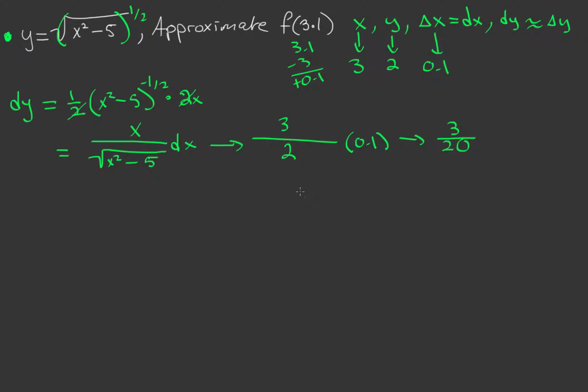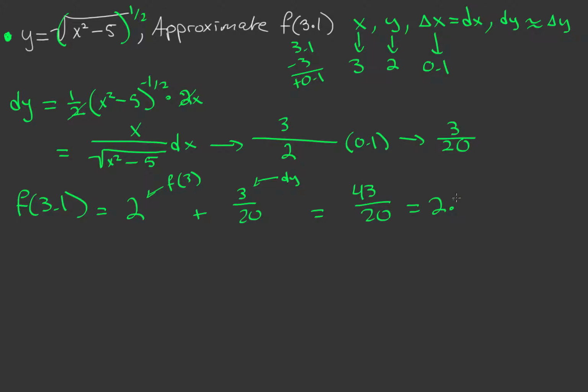It's not exactly it. So if we calculate our new y, essentially, f of 3.1 will equal our old y plus our change, which will be 2, which is our old y. So that's basically like f of 3, and then plus 3/20ths. So this is basically our dy. And that will give us 43 over 20, which is equal to 2.15.